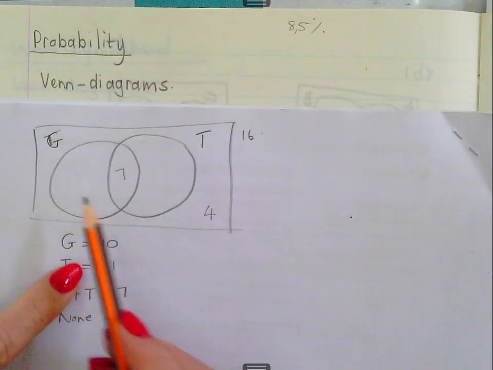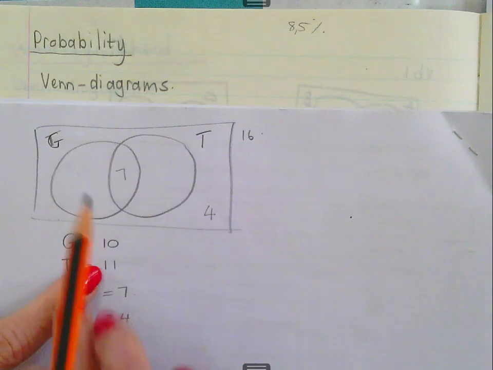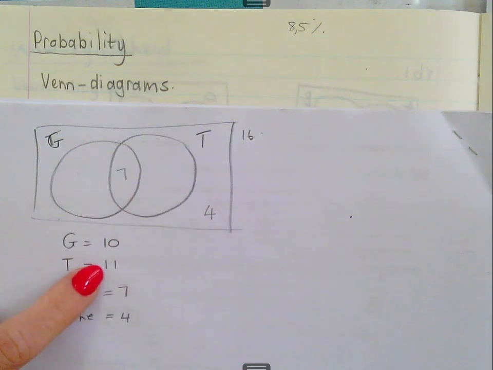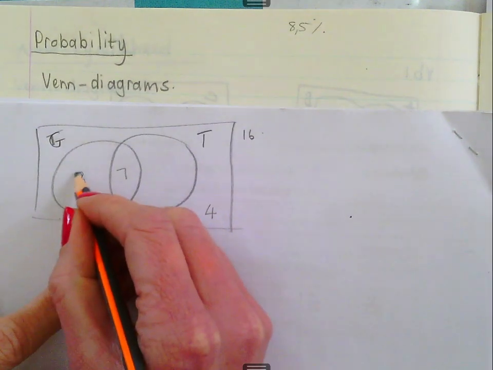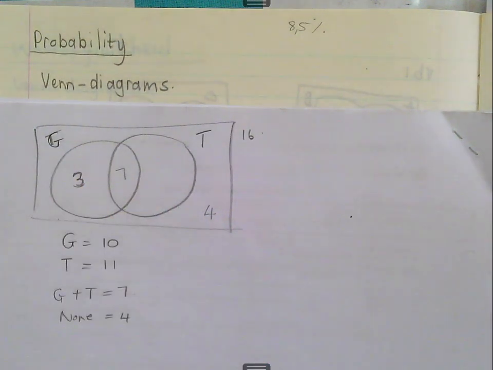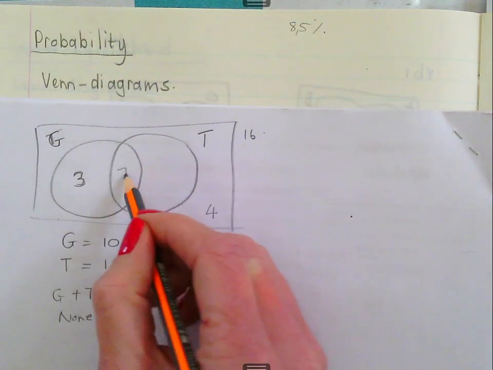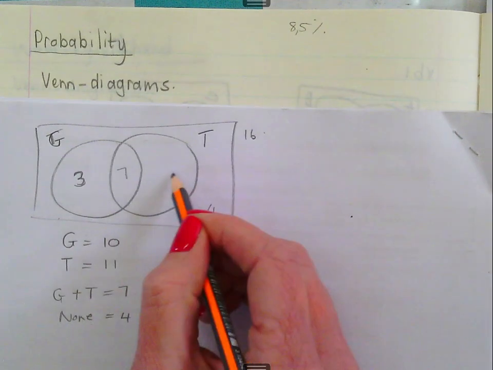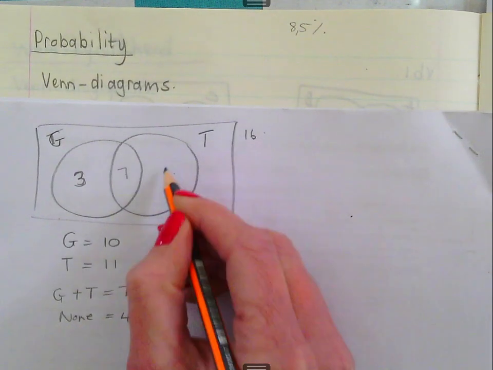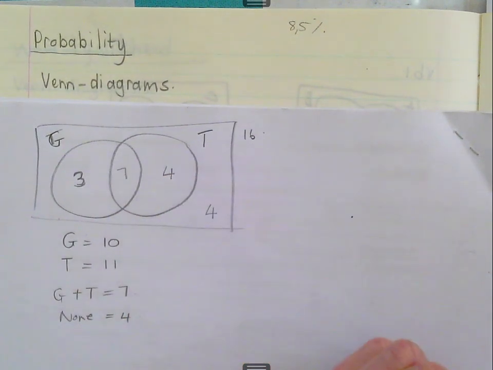So, in total, there must be 10 learners for geography. So therefore, there were only 3 of them that have geography only. But of the 10 that make up the geography class, 7 of them also have tourism. And then what's the number I'm going to put in there? 4. Okay, so let's check.